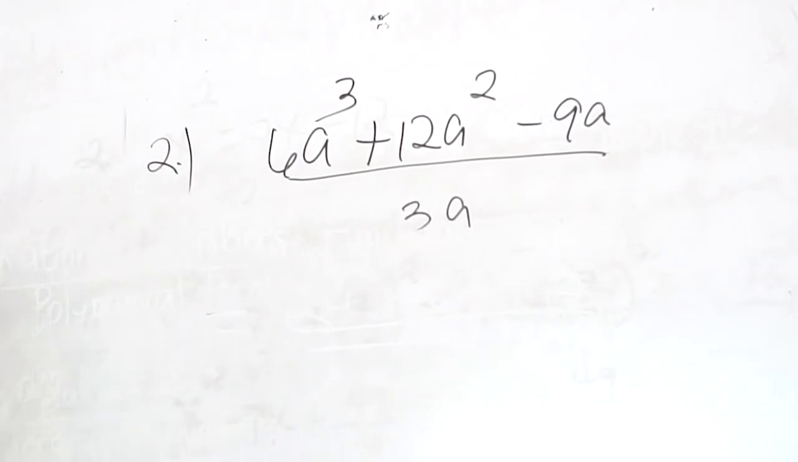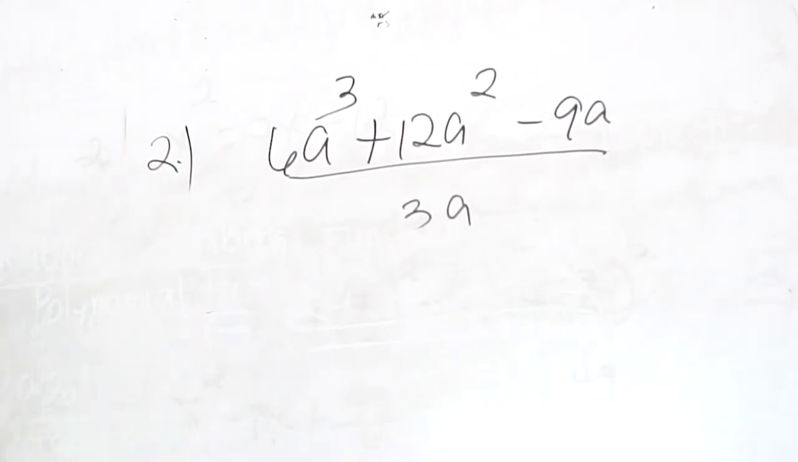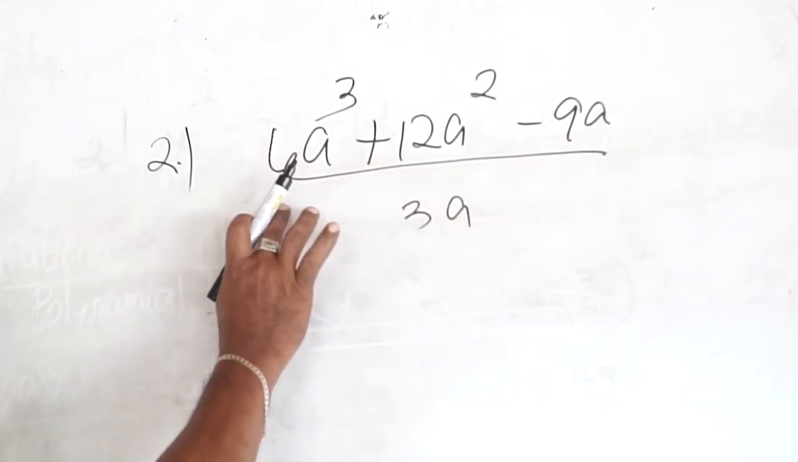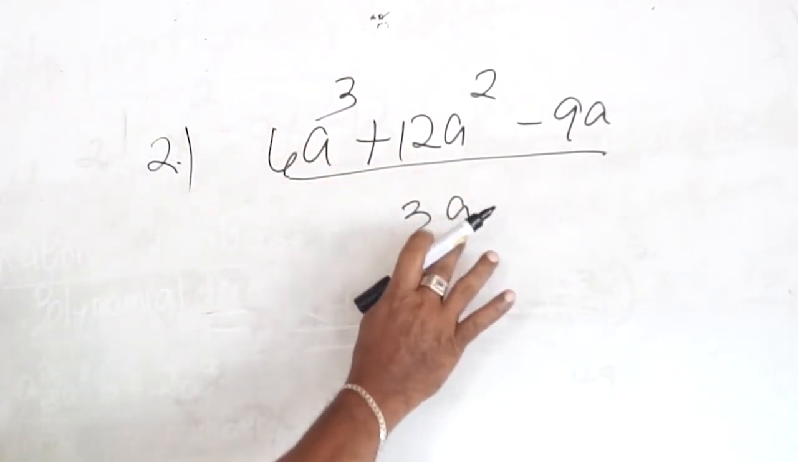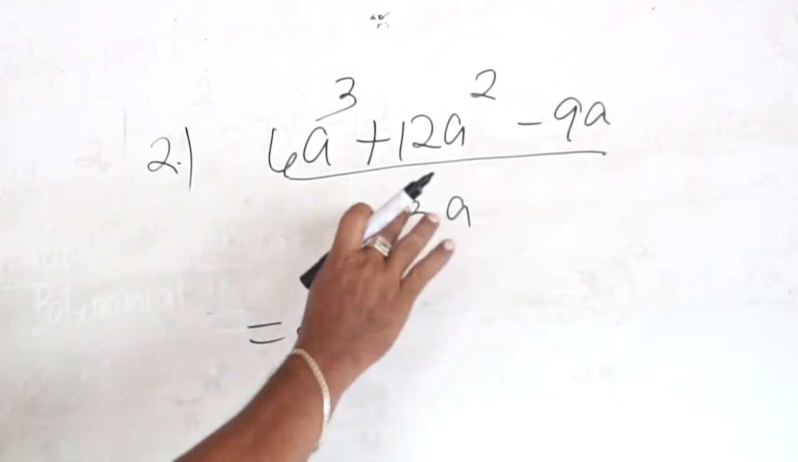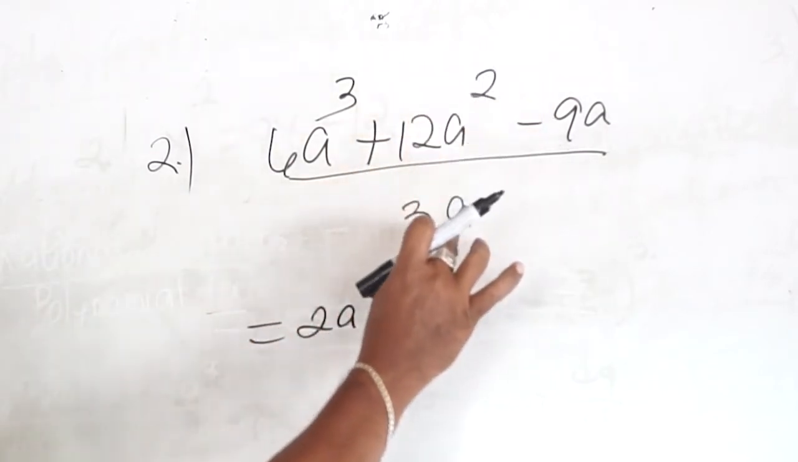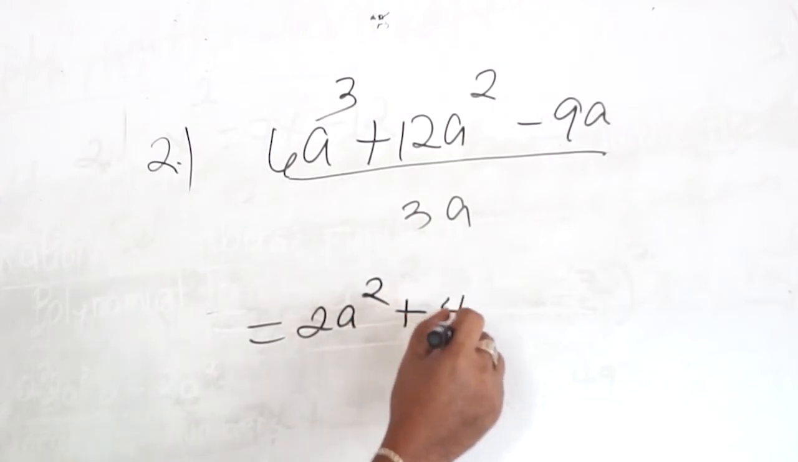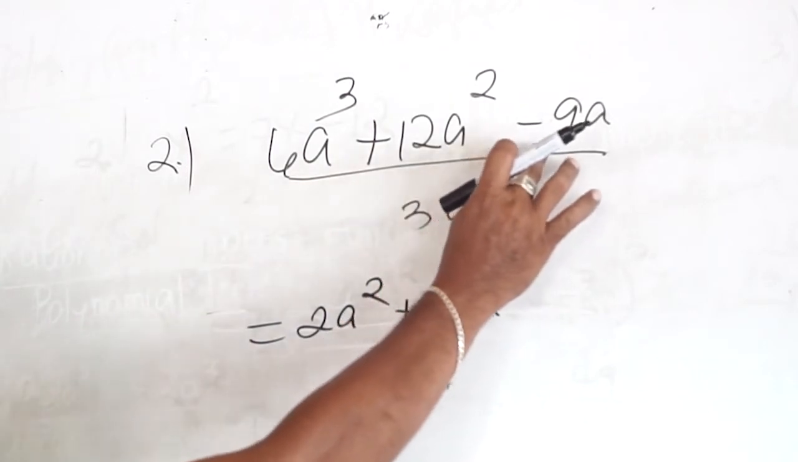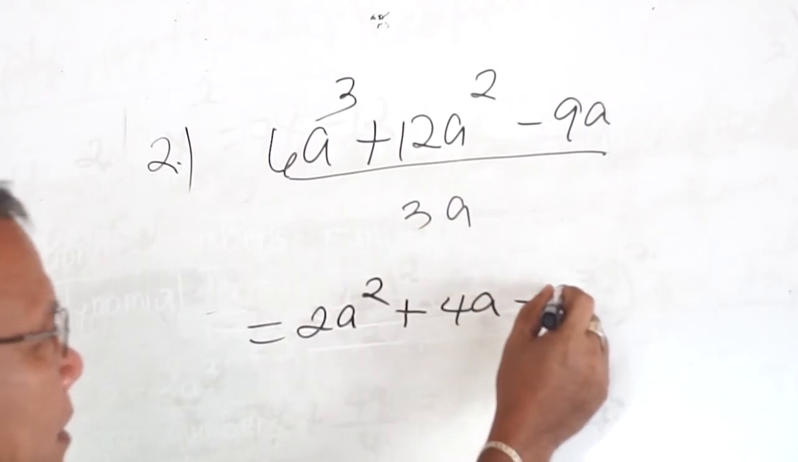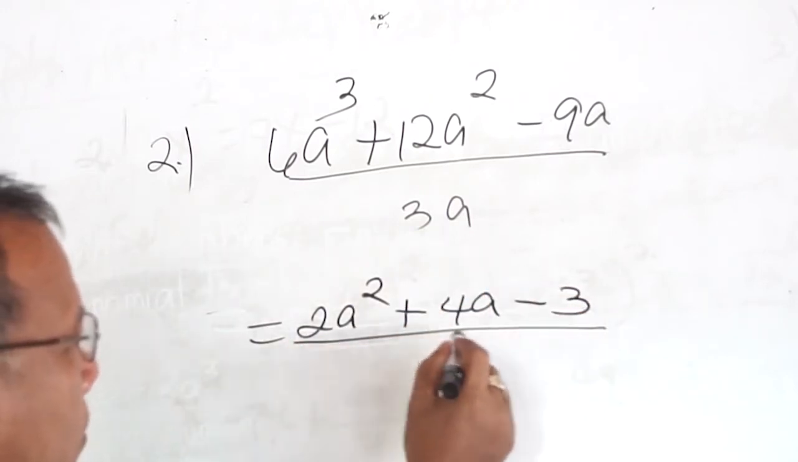Okay, example number 2. 6a cubed, positive 12a squared, negative 9a, divided by 3a. So, 6a cubed divided by 3a. So, the quotient is 2a squared. Then, positive 12a squared divided by positive 3a. So, we have the quotient is positive 4a. Then, negative 9a divided by positive 3a. So, the quotient is negative 3. So, this is now our answer.